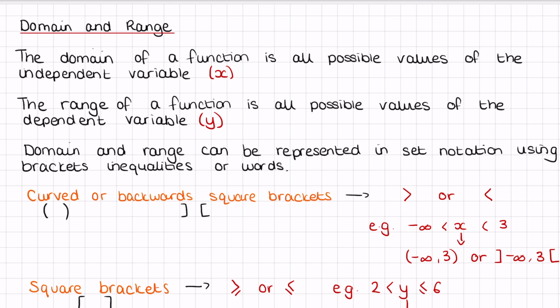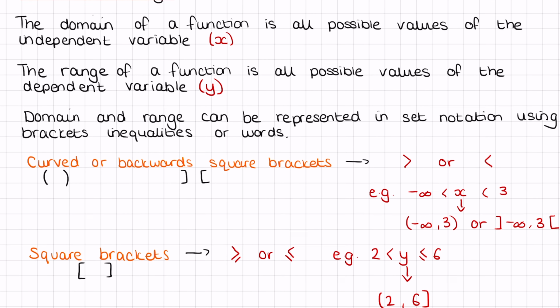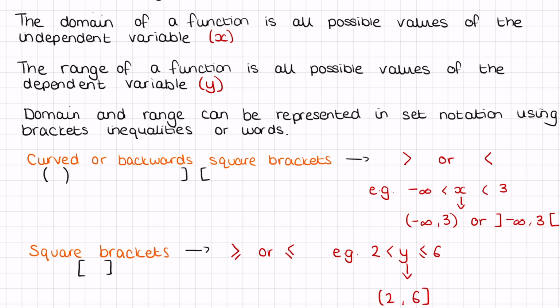Domain and range can be represented in set notation using brackets, inequalities, or words, and there's lots of different ways you can write it and you will see it. So if you see curved brackets or backwards square brackets, like the ones just underneath here, then they stand for less than or greater than. There's a little example at this side, I've just put a star next to it.